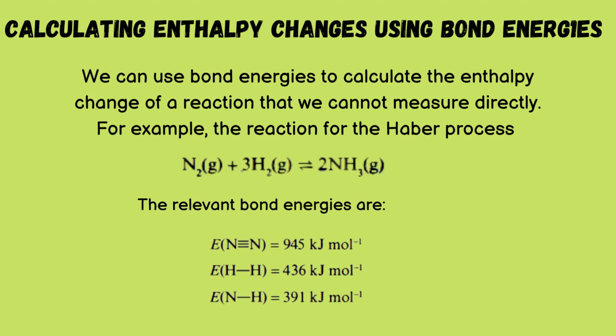Calculating enthalpy changes using bond energies. We can use bond energies to calculate the enthalpy change of a reaction that we cannot measure directly. For example, the reaction for the Haber process, N2 plus 3H2 giving 2NH3, the relevant bond energies are given here. Bond energy of N triple bond N equals 945 kilojoules per mole, E(H-H) 436, E(N-H) 391 kilojoules per mole.